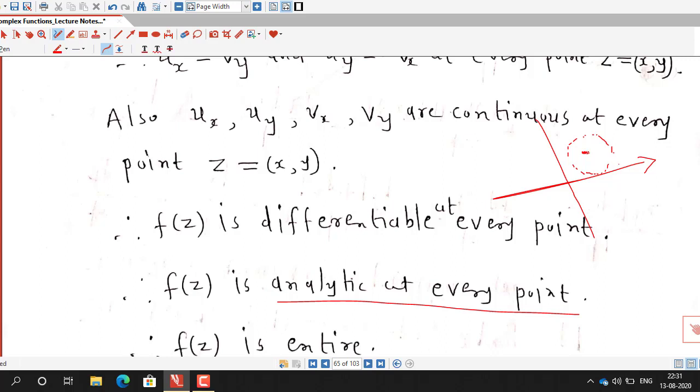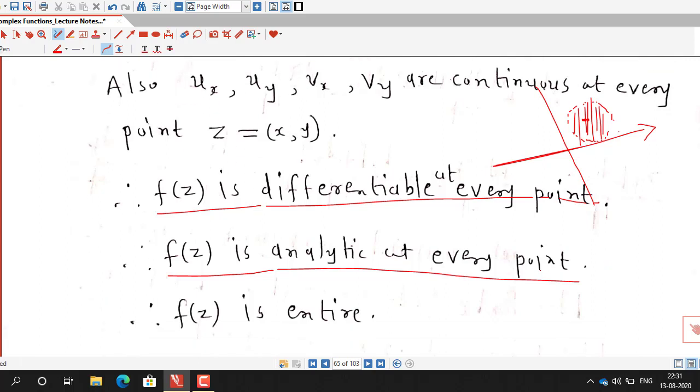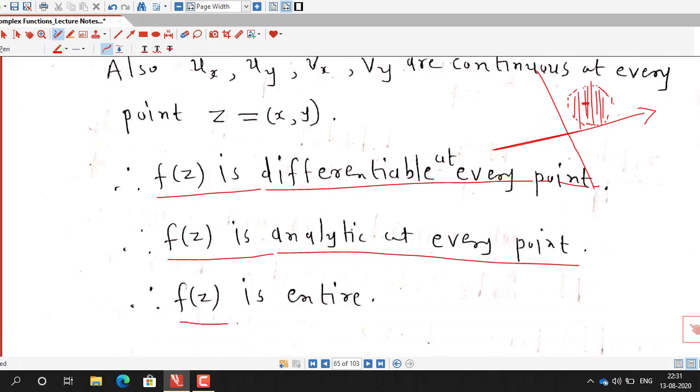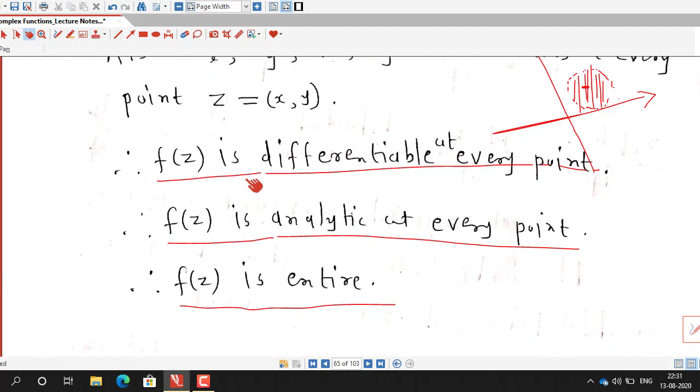If I consider this point in the complex plane, then if I consider any neighborhood of this point, function is differentiable at every point in that neighborhood, because function is differentiable at every point. So if our function is differentiable at every point, we can directly say that function is analytic at every point in the complex plane. Therefore, given function is entire function. So in this way we can easily decide the analyticity of a given complex function.